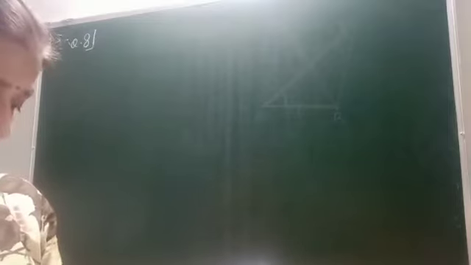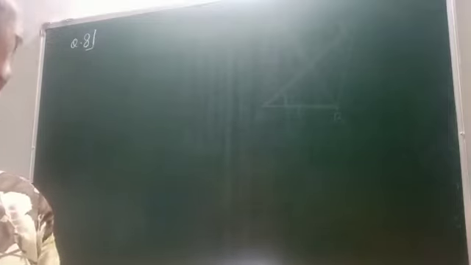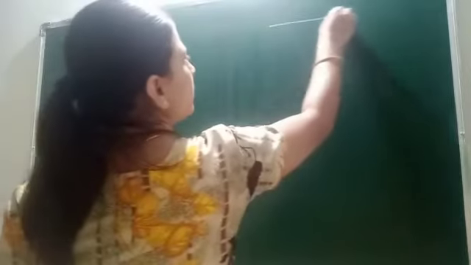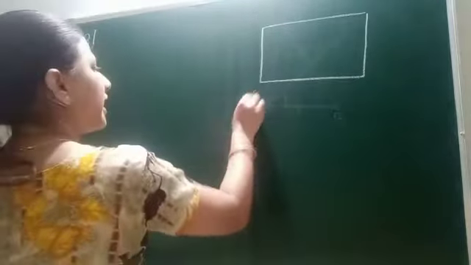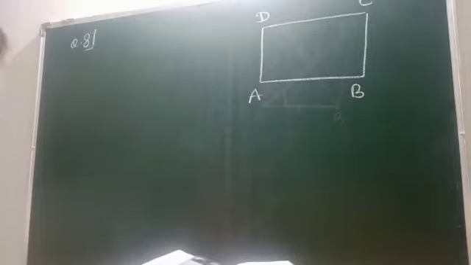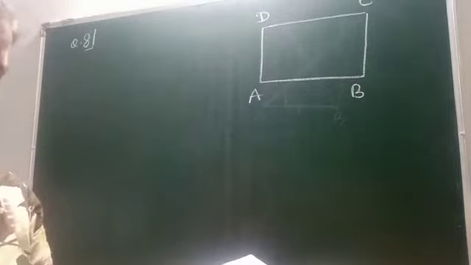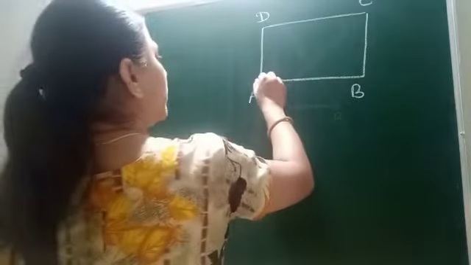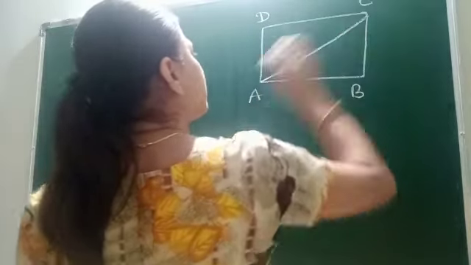Question number 8 of this exercise: ABCD is a rectangle in which diagonal AC bisects angle A as well as angle C. Show that ABCD is a square, and second part, diagonal BD bisects angle B as well as angle D. Once again we will read the question. ABCD is a rectangle. So first we will make a rectangle, and name of this rectangle is A, B, C, D, in which diagonal AC bisects angle A as well as angle C. Now we will make this diagonal AC.